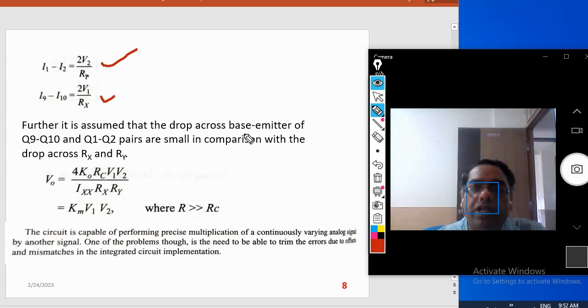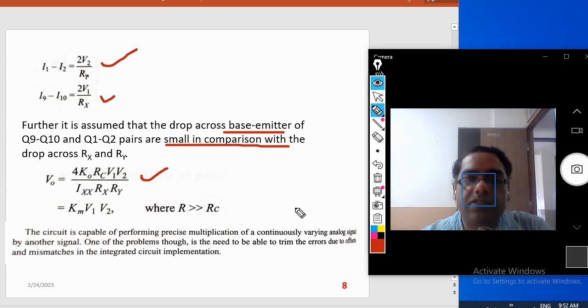And if we assume that the drop across the base emitter of Q9 Q10 and Q1 Q2 pairs is small in comparison with the drop across Rx and Ry, V0 can be approximated by this relation. So here also we get the same thing, output is proportional to the product of V1 and V2. So this circuit is capable of performing precise multiplication of one continuously varying analog signal by another. However, there is some limitation: we have to trim the errors due to offset and mismatch in the integrated circuit implementation.